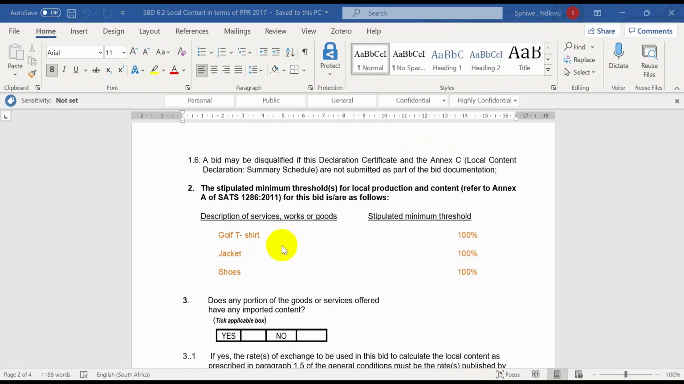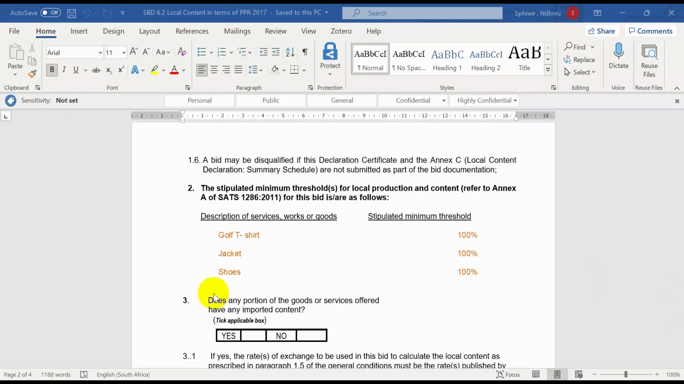So when you are bidding, or any procuring entity seeks anything from you as a supplier, and whatever they are seeking falls within local content and it's a designated sector, you will receive this form. This section here will be completed by the procuring entity. This is more like your specification, where they are telling you what it is that they want you to supply them with. In this case, I've given an example of shoes, a jacket, and a golf t-shirt. Because all these three items are designated, we need to also give you the minimum threshold. So every procuring entity, when they give you this part, needs to also tell you the minimum threshold that they are expecting, so that when you deliver, you can deliver according to the stipulated minimum threshold.